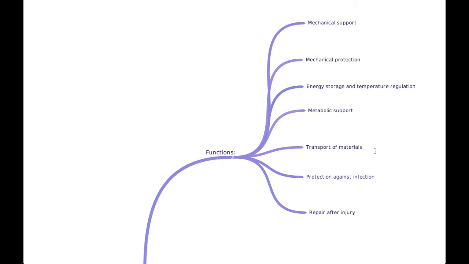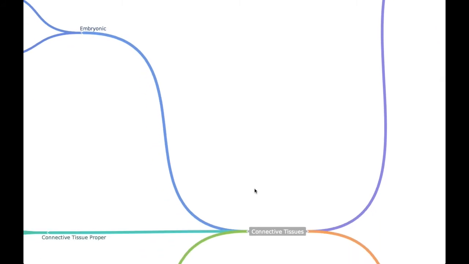It's involved with the transport of materials because everything either has to go through our blood or our lymphatics to get from point A to point B in our body, and both blood and lymphatics are considered part of connective tissues. It protects against infection because not only does it provide the macrophages, which help to phagocytize invading agents, but it also provides mechanical barriers which prevent the spread of infection. And finally, it will repair itself after injury, which is where we get our scars from. So now we've covered function, let's cover the different main types of connective tissue.